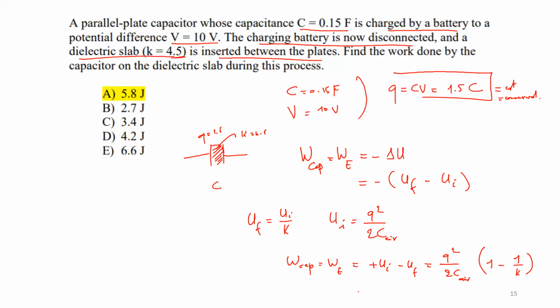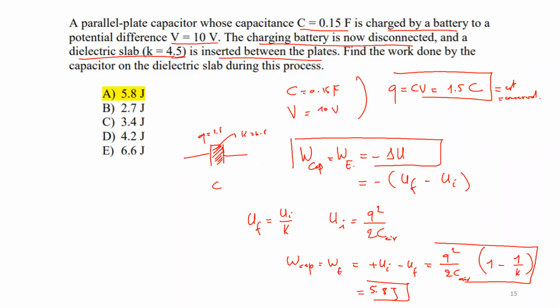So let's calculate this. This will give you what? And this will give you 5.8 joules. Okay, good. What I want you to remember is this: the work done by the capacitor is the same as the work done by the electric field, which is minus the change in electric potential energy. Good.